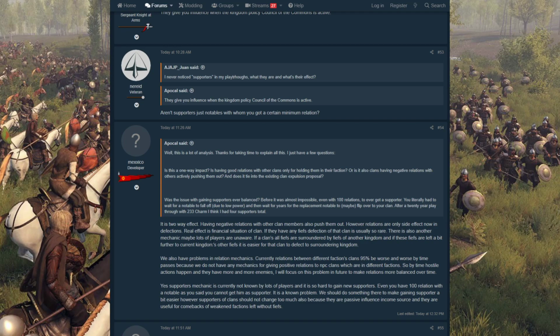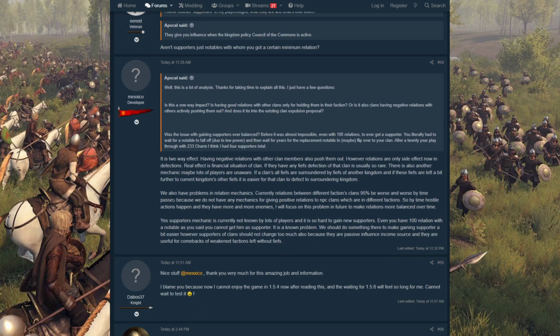There's also another mechanic maybe lots of players are unaware of. If all of a clan's fiefs are surrounded by fiefs of another kingdom, and if their fiefs are a bit further from the current kingdom's other fiefs, it is easier for that clan to defect to the surrounding kingdoms. Interesting. So, if a clan has all their fiefs just bordering the enemy, there's a big chance that they might switch over to the enemy. That's actually interesting.